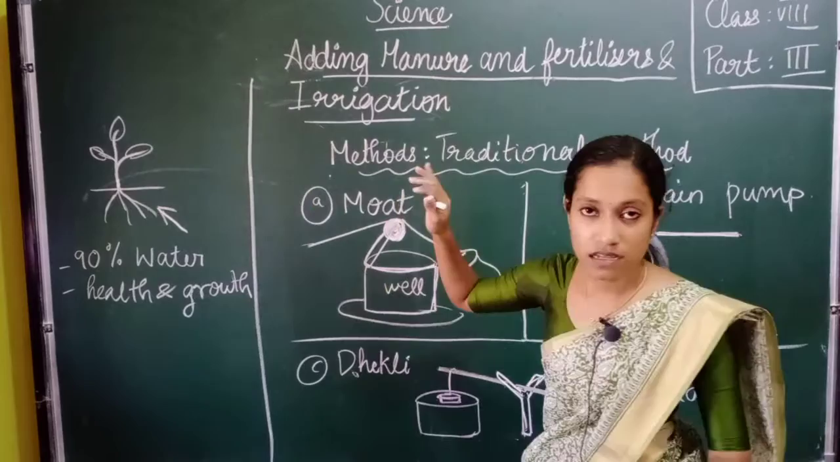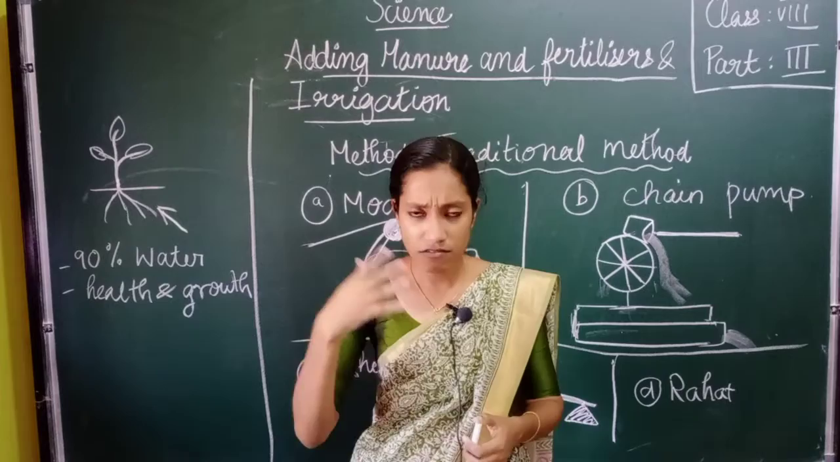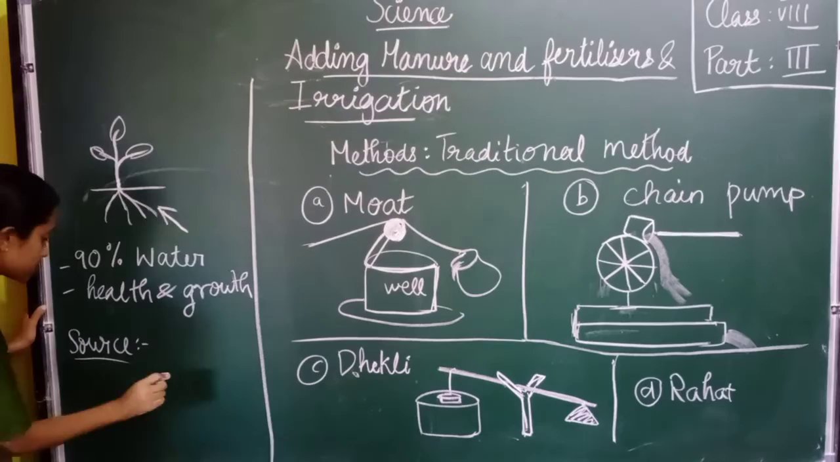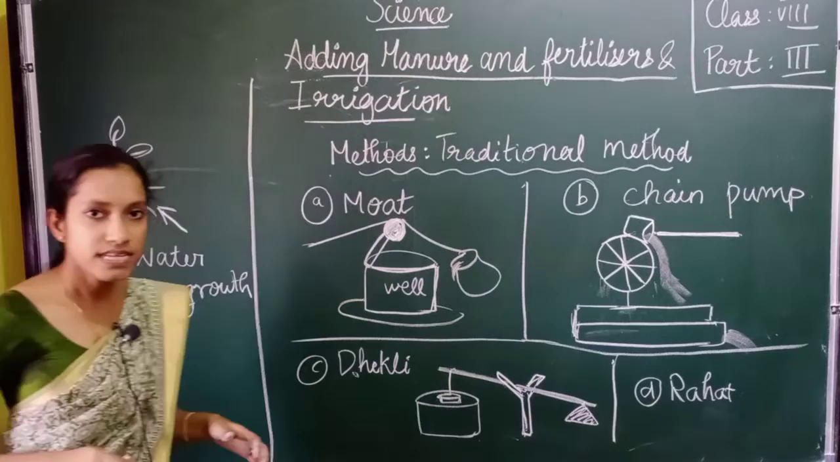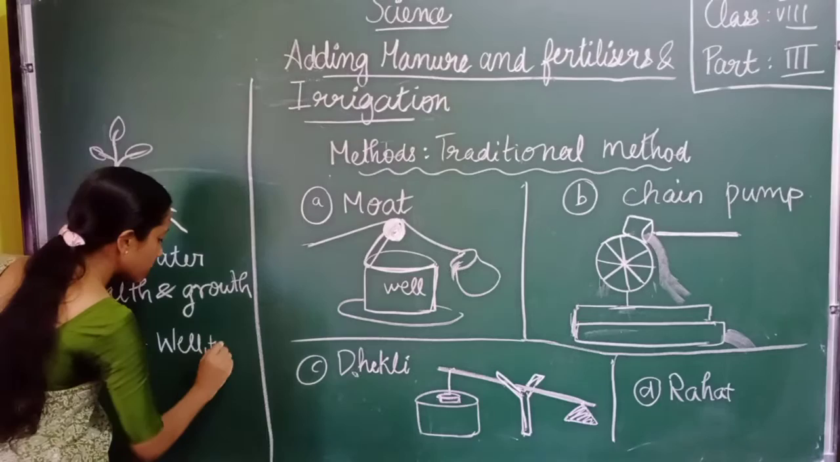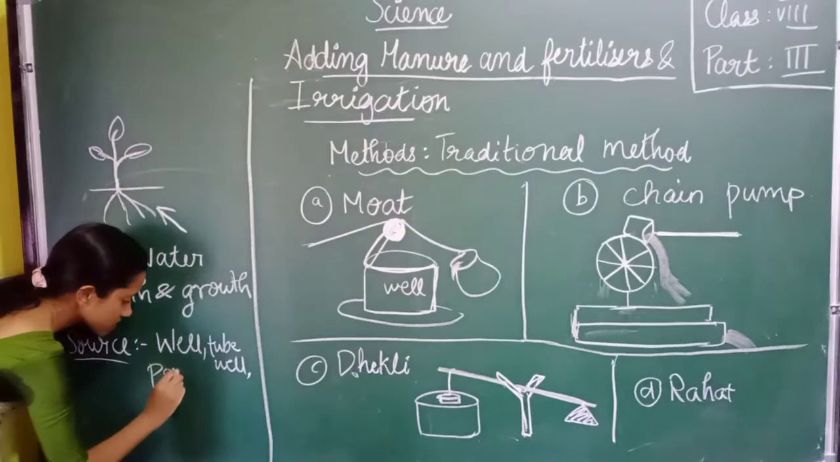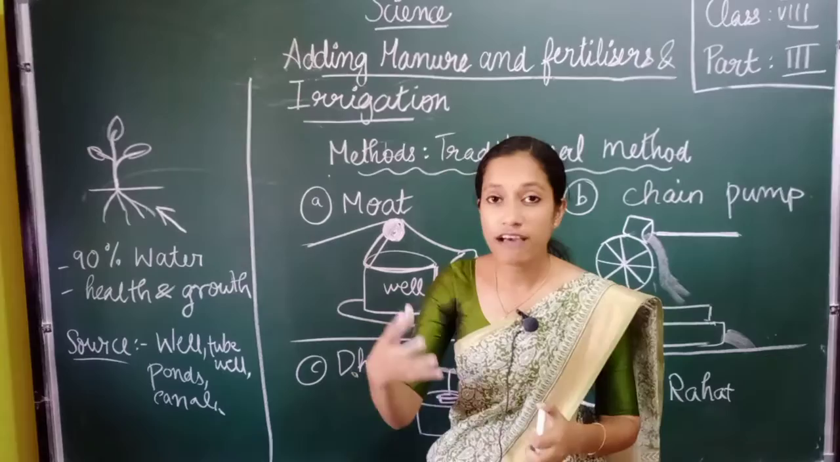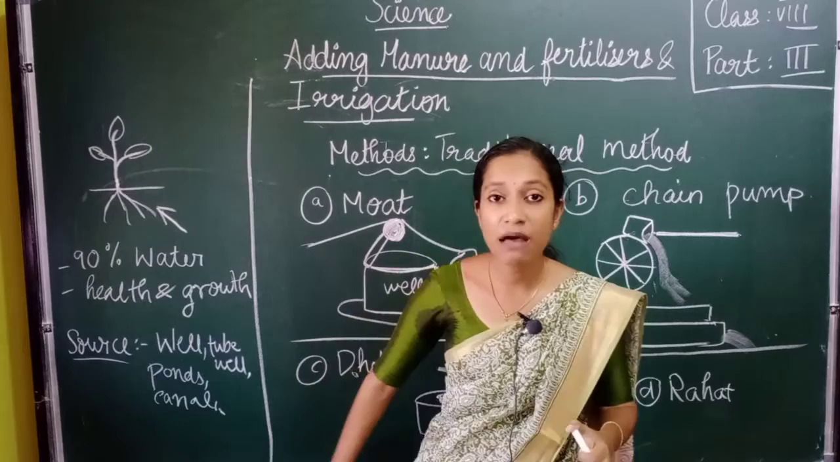Now, what are the sources from which we can obtain water? What are the various sources? And also, these sources should be near to the agricultural field, isn't it? So such sources will include well, tube well, then ponds, canals, rivers, dams. All these are various sources of irrigation.